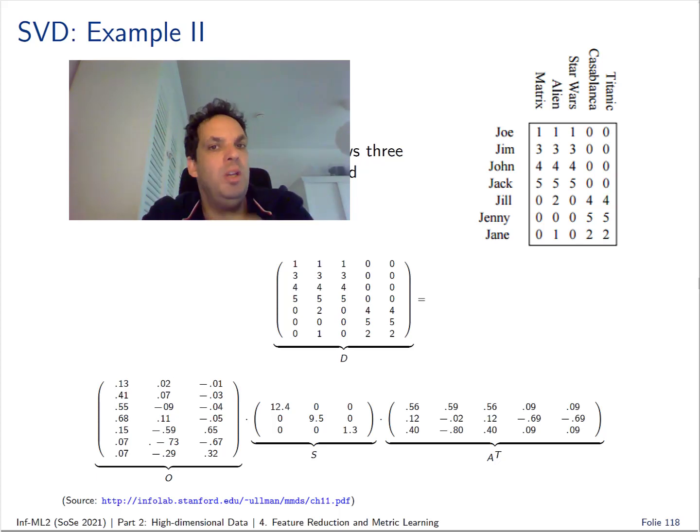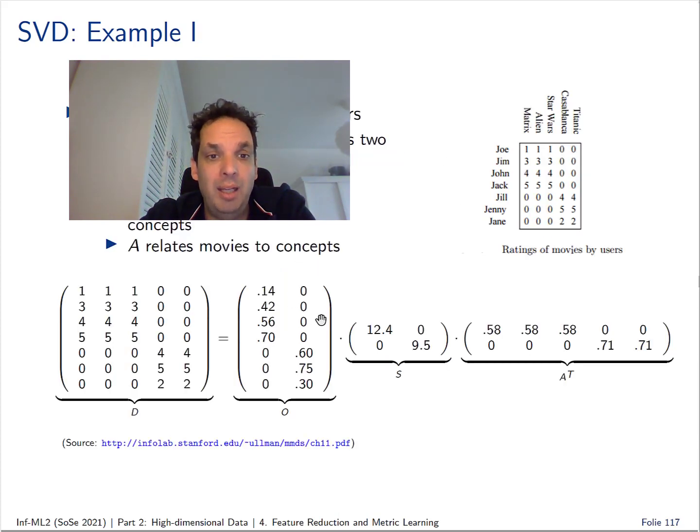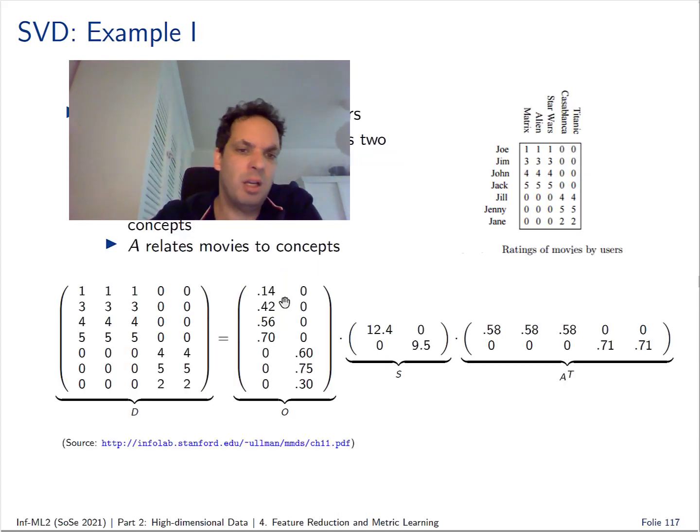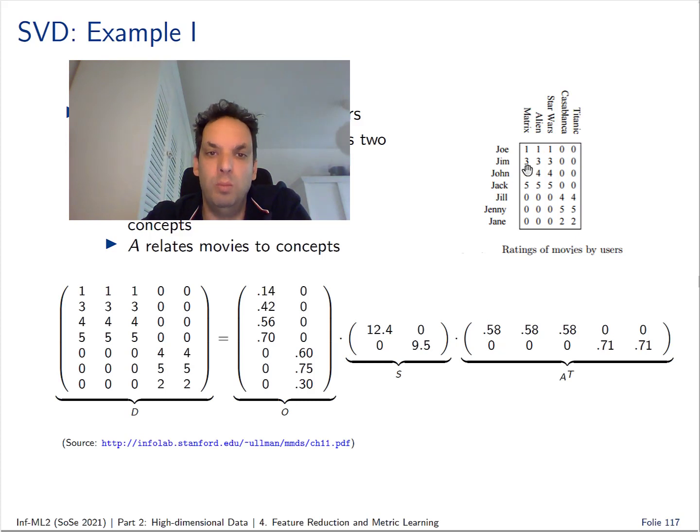So now again, how can we use that for dimensionality reduction? Well, let's reconsider the example before. Here we said, okay, we have these two concepts which are displayed here, and if we just reduce the first three features to one new feature and the last two features to a second feature, we are good, right? And that is actually displayed here in the A matrix.